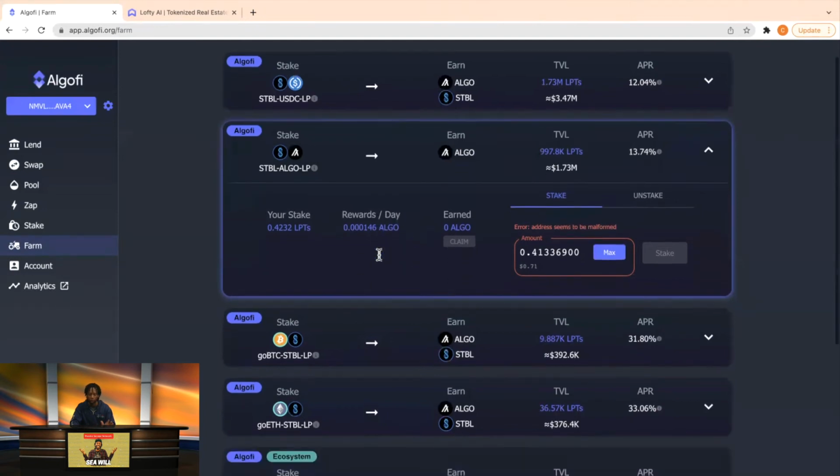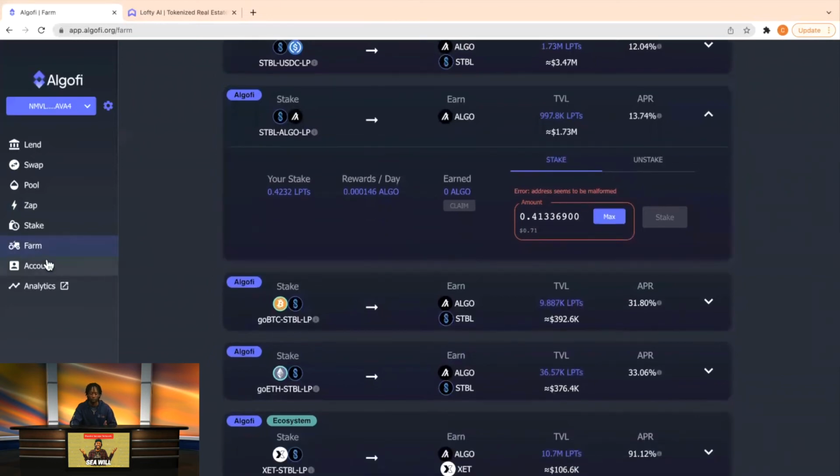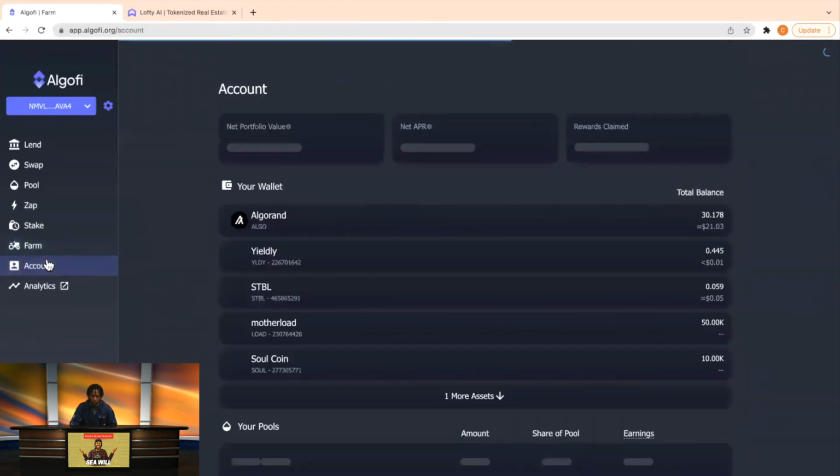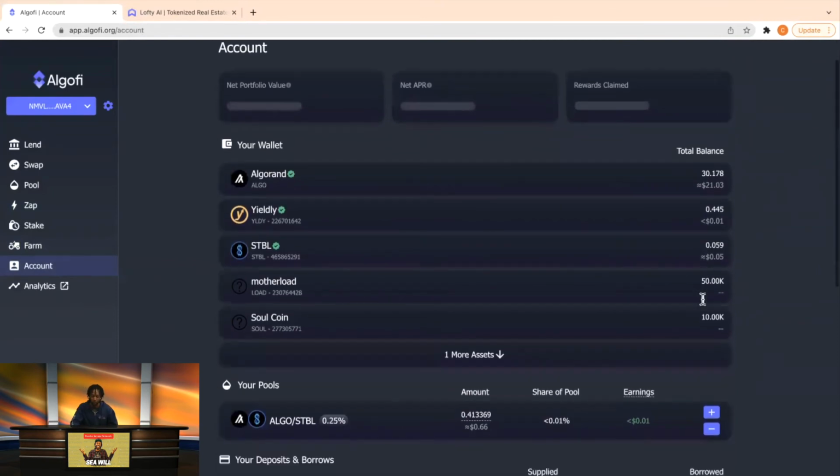Since I have a small amount, I'm not going to earn much. But this is for example, okay? And if you go to an account here, this is the nice upgrade feature that we like. You can see all your algos, the yield, the stable, all the other coins that are in your pot, right? In your account, in your bank, your Algofi bank that you build for yourself.